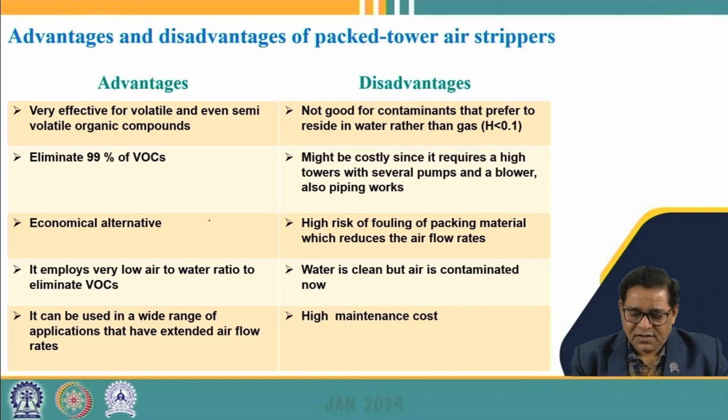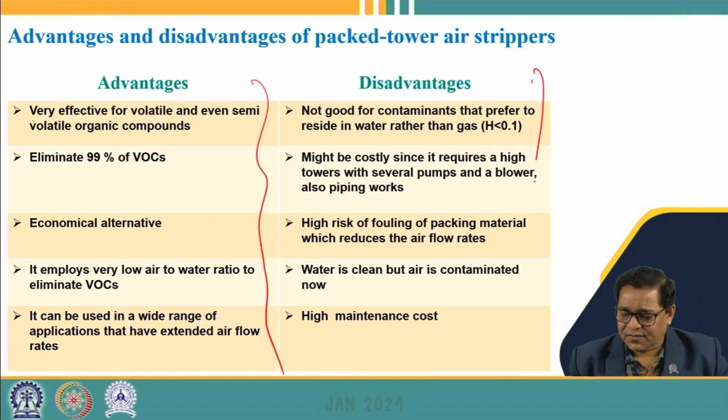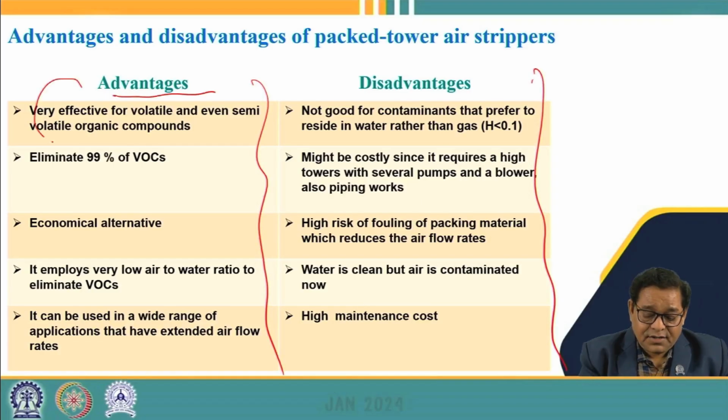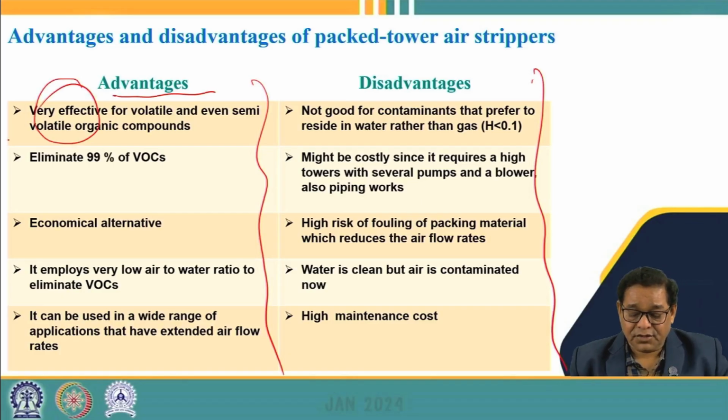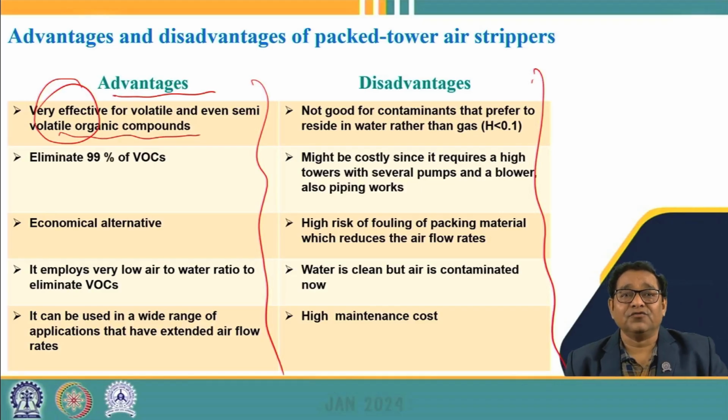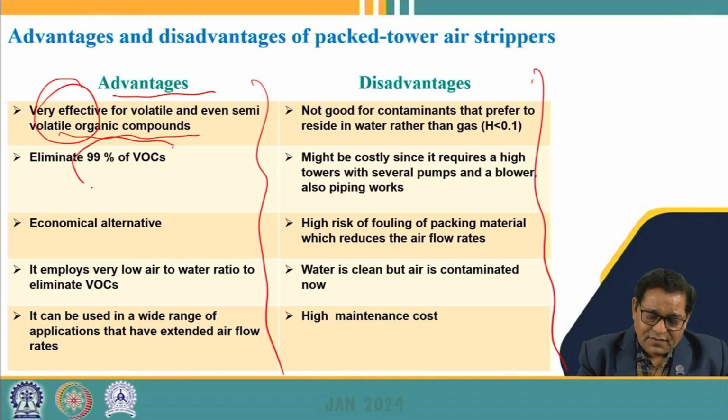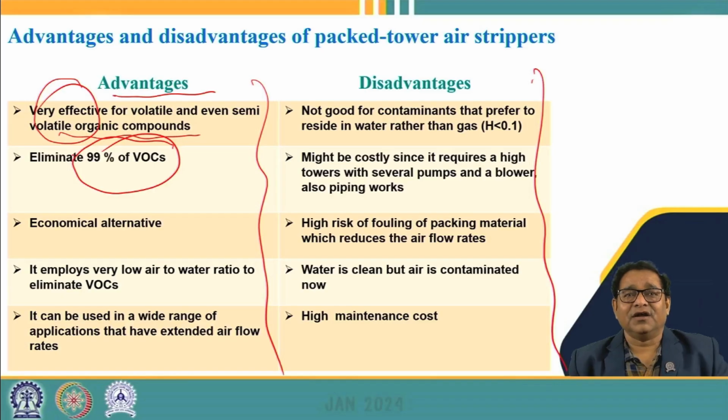So now let us see the advantages and disadvantages of packed tower strippers. We can see it's very effective for volatile and even semi-volatile organic compounds. For VOC removal it is very effective, but in terms of ammoniacal nitrogen removal, the stripping efficiency is comparatively less than for VOCs, because VOC removal can remove more than 99% of the VOCs, but ammonia strippers normally result in 70 to 80% maximum stripping efficiency.